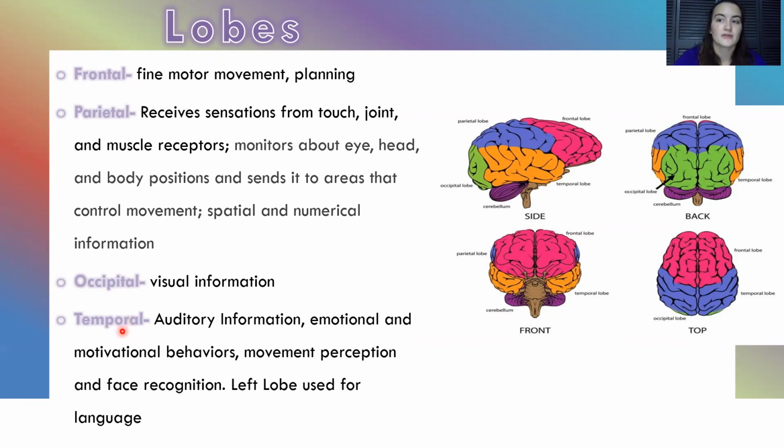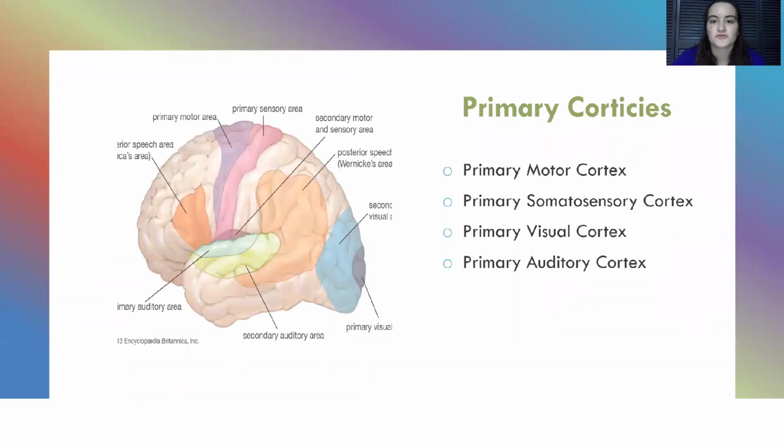And then lastly, we have the temporal lobe, which is important for auditory information. You will see it in orange. You can see each hemisphere of the brain has part of the temporal lobe. This is true for all lobes of the brain. It is on each hemisphere of the brain. Specifically for temporal, though, the left lobe controls the language. The temporal lobe is also involved in emotional and motivational behaviors, movement perception, and important visual processing such as facial recognition.